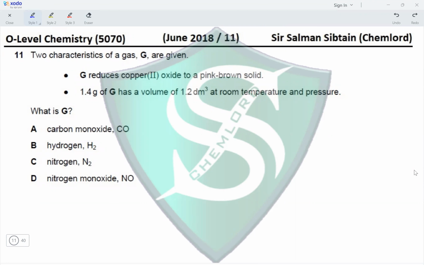And 1.4 grams of G has a volume of 1.2 dm cube at room temperature and pressure. So 1 mole of any gas has a volume of 24 dm cube at RTP. So let's calculate the volume of each of the gases given to us. For carbon monoxide, we would calculate 1.4 grams divided by the Mr of CO. Carbon is 12, oxygen is 16, 12 plus 16 is 28. This gives us a value of 0.05 moles, which when multiplied by 24, gives us a value of 1.2 dm cube.